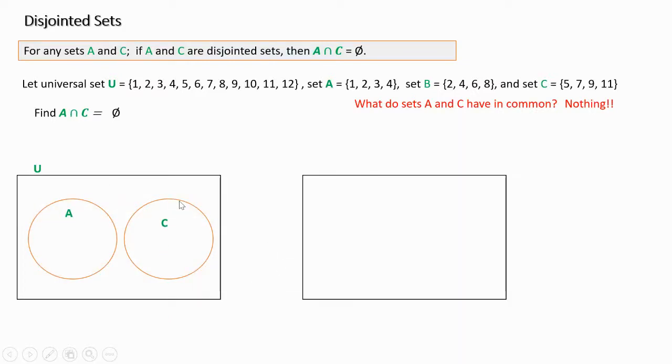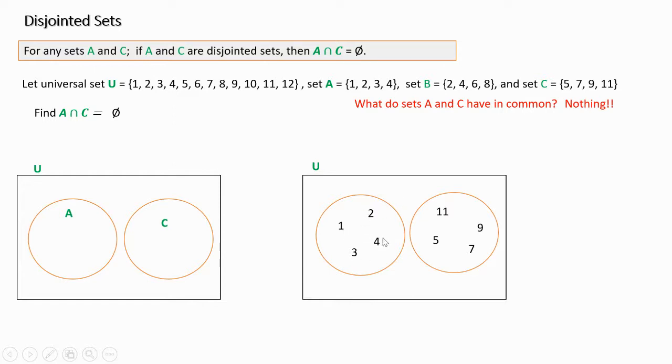Now, let's do it again and actually put the elements there. So this is my universal set. Set A consists of 1, 2, 3, and 4, right? This is my set A. And set C consists of 5, 7, 9, and 11. Now, what goes on the outside, right? Because every element has to be taken into consideration.